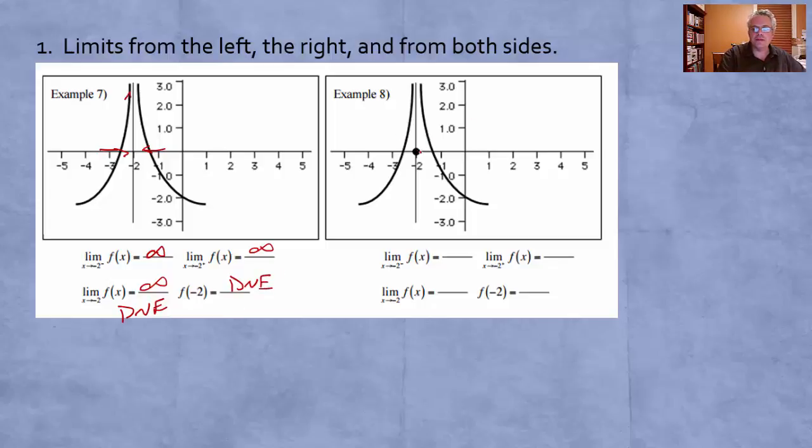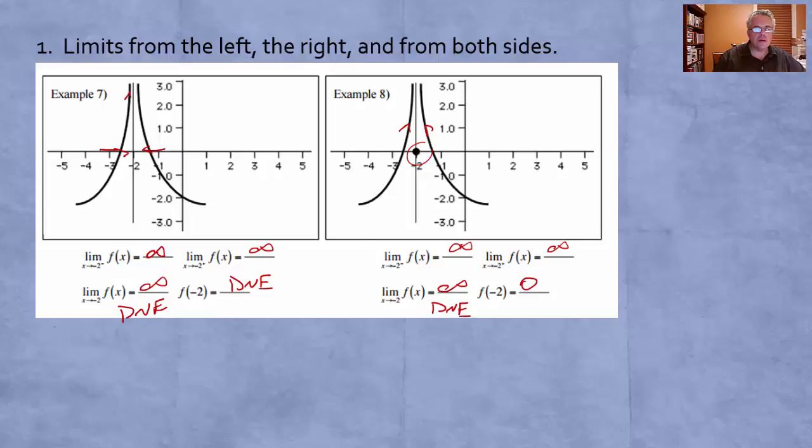Alright, this one is almost the same, except they actually gave it a value at negative 2. From the left, this branch is still going to infinity. From the right, this is still going to infinity. So the whole limit is going to infinity, which again does not exist. And at negative 2, they put a point there, so it actually has a value. The value is 0.